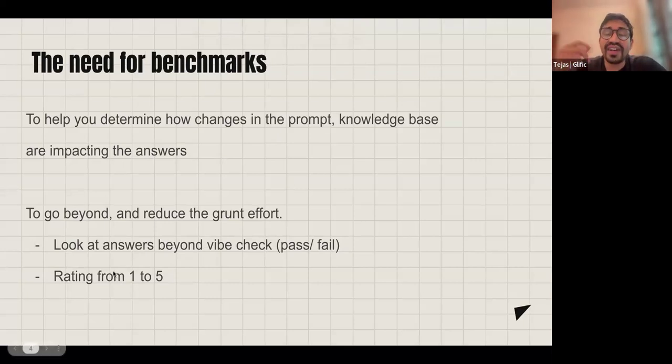Or maybe we do some sort of a rating from 1 to 5, saying one was not useful, five was useful, or any other metric along those lines. But again, this is subjective. It could vary from one person to another, and it will also take a lot of effort if you make any small change in the prompt, or if we add to the knowledge base, or if we change the model that we are going to use.